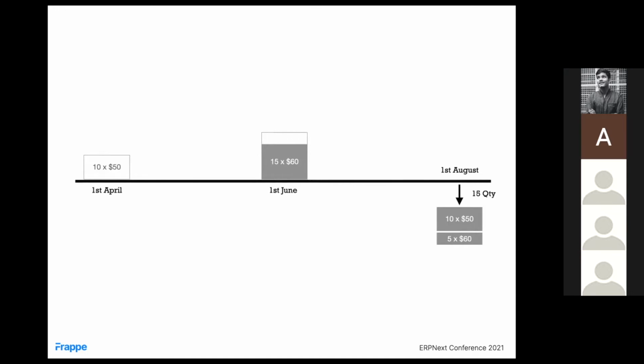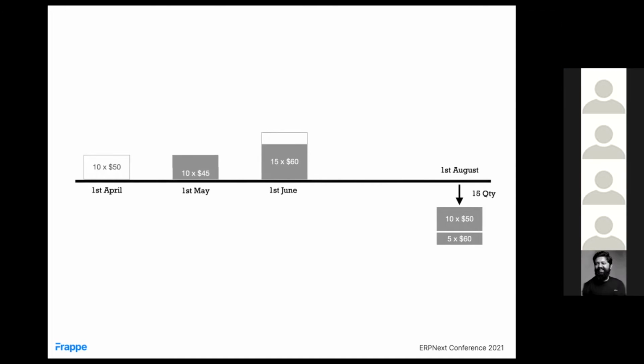Now let's assume due to some issue, the user has forgotten to add a transaction and now wants to create a backdated transaction, right? So he placed a backdated transaction on 1st May. It was basically a purchase entry. So he has purchased 10 quantity at $45. Now, as per FIFO, we have to do the reposting of all the future transactions. We do the reposting for the same item and the same warehouse.